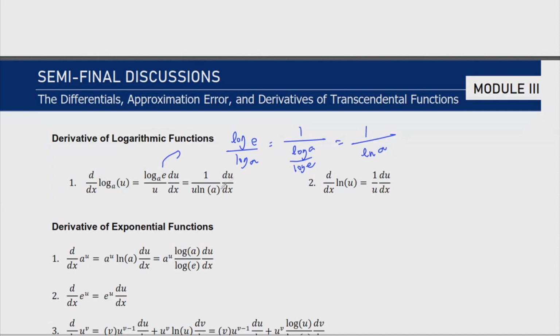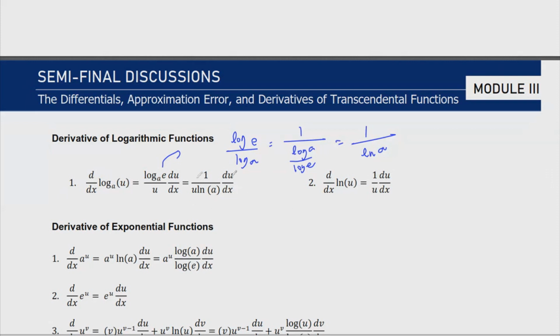Okay, so if I were you, I would just choose this 1 over u ln of a, because I believe that this is the easiest logarithm expression that you can actually use. But of course, if you're finding it hard, then use this for the direct application of the properties. But anyway, so we proceed with number 2. So the derivative of ln u is just the reciprocal of u, and then you take the derivative of the function itself. So that's it for our logarithmic functions.